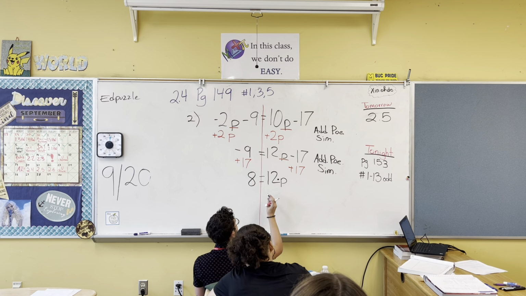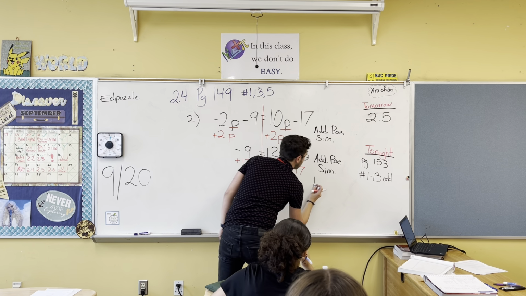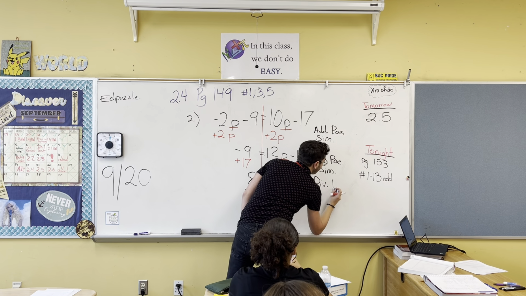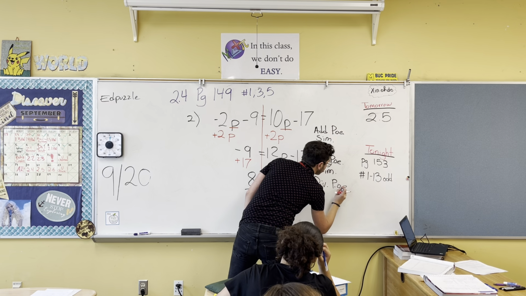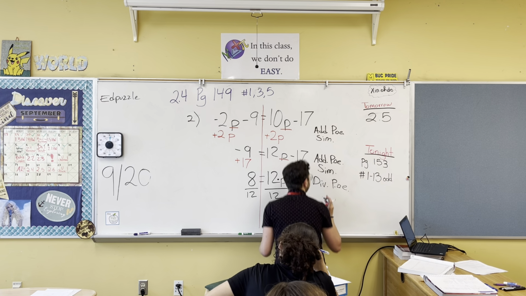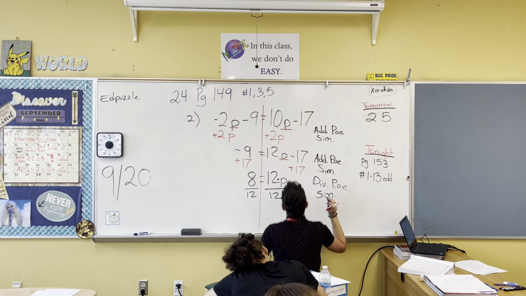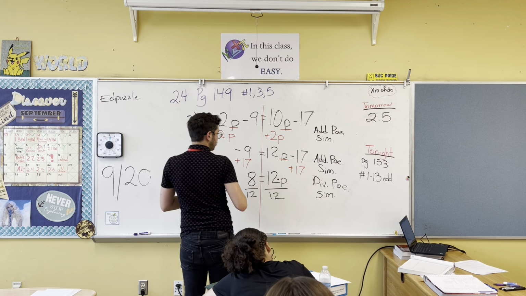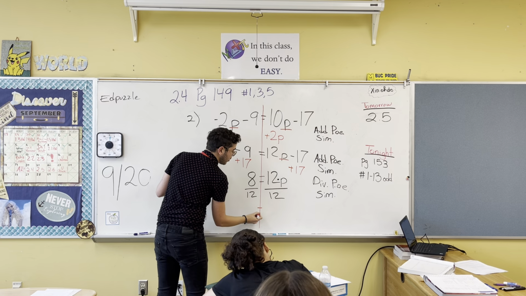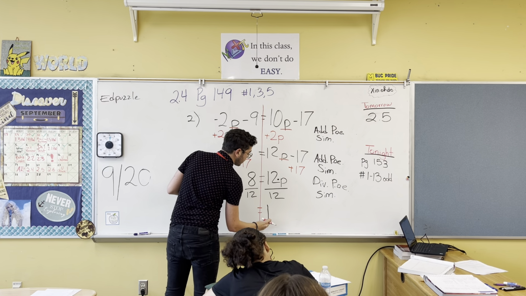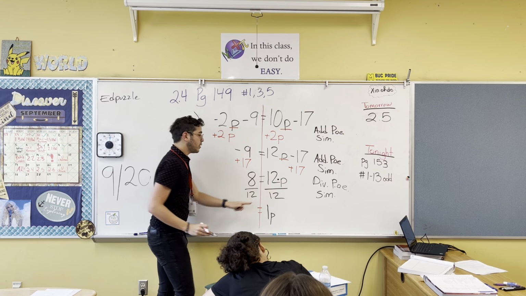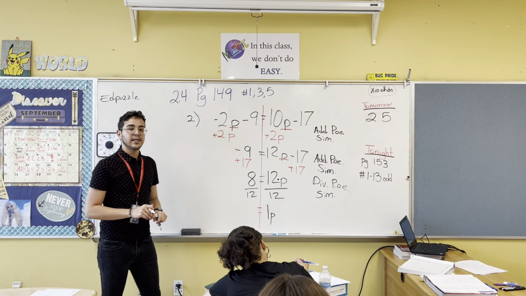What's the opposite of multiplying by 12? Do we do that to one side or both? And that is what property? The division property of equality. What do we do after we use the property of equality? We simplify. So we have 12 over 12. 12 over 12 is equal to 1, isn't it? 12 divided by 12 is equal to 1, so you have 1p. Can we just write the p? Yes. Then we have 8 over 12.